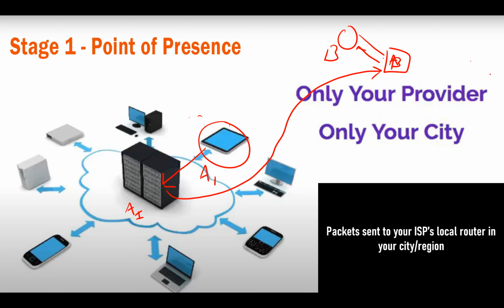Then there's stage 2, if you want regional or national access. We say packets can be routed via the ISP's own cabling or even shared cables to different cities if possible. If that's not possible, then we're going to need stage 3, which we'll see.